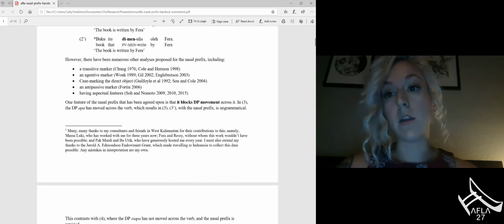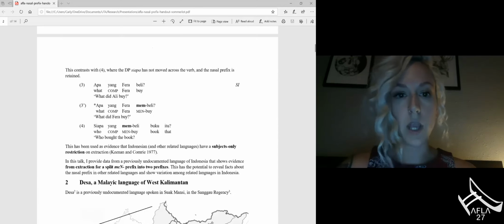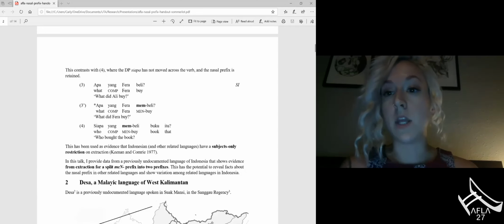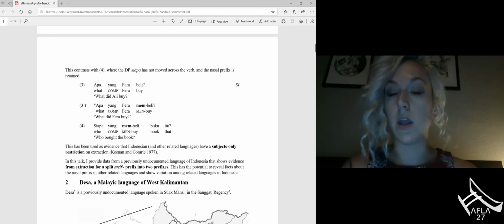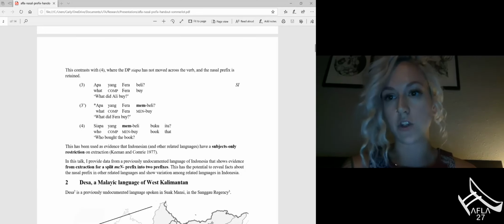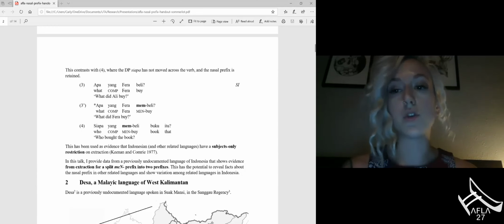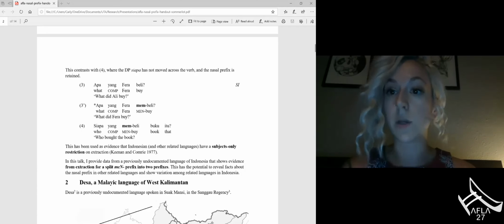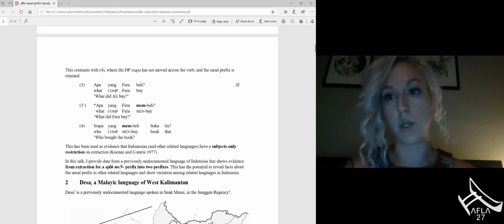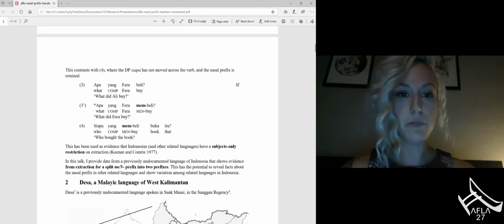So in object extraction and A-bar movement, in something like 3, which we have here, the nasal prefix is going to block extraction over the actual nasal prefix itself, and you can't get the nasal prefix in this object extraction question. So you would have to say apa yang Vera beli as in 3, but you couldn't say 3 prime where you actually have this nasal prefix. This contrasts with a subject question where we don't have any sort of DP moving over the actual verb, where you can get the nasal prefix.